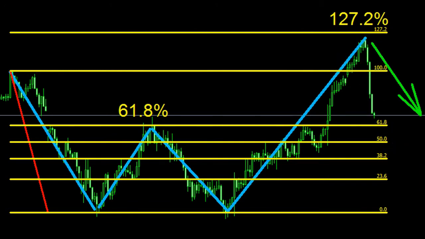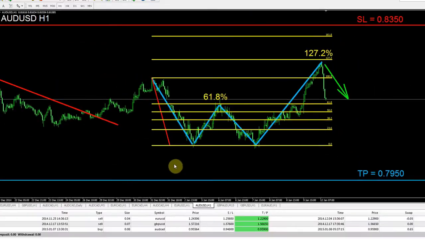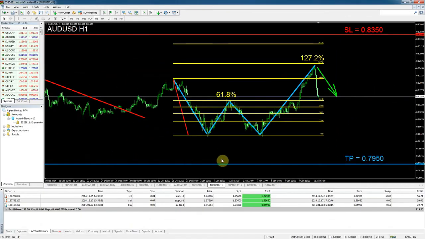Regardless of the fact that nobody knows why that happens, you can still take advantage of them and use them as strong signals for you to enter the market. So in this instance, we have a strong sell signal.